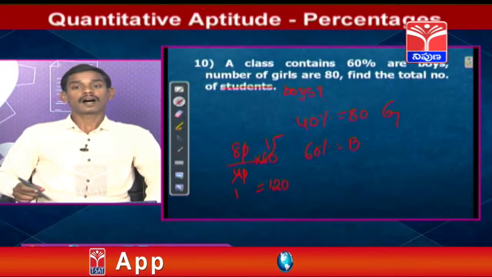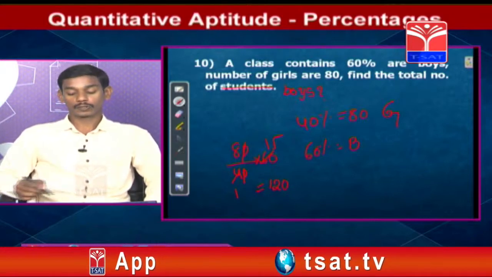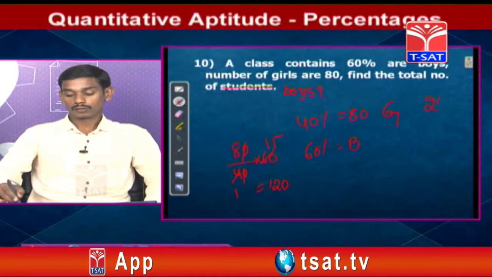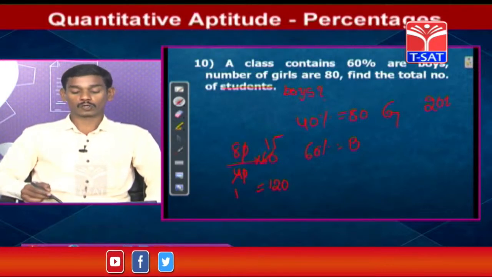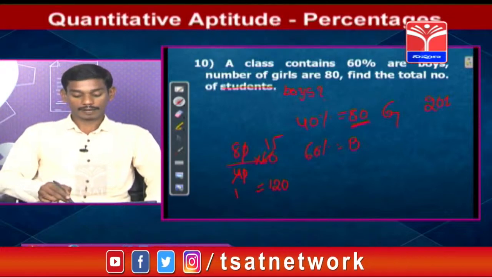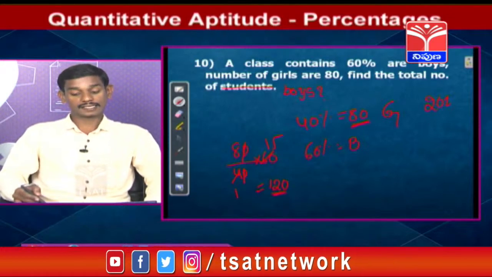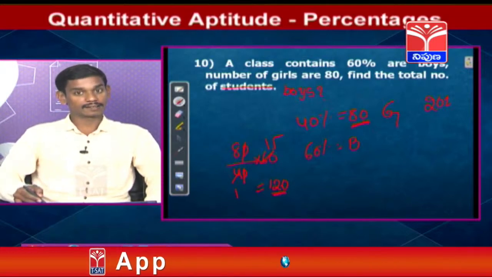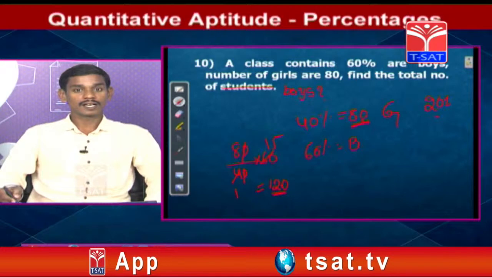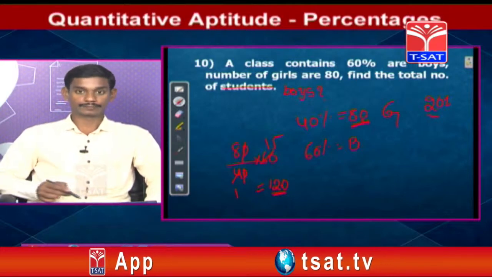See here, already we know the number of students is 200. The number of girls is given in our question as 80. Number of boys, so boys plus girls, 120 plus 80 equal to 200. So our answer is correct only.